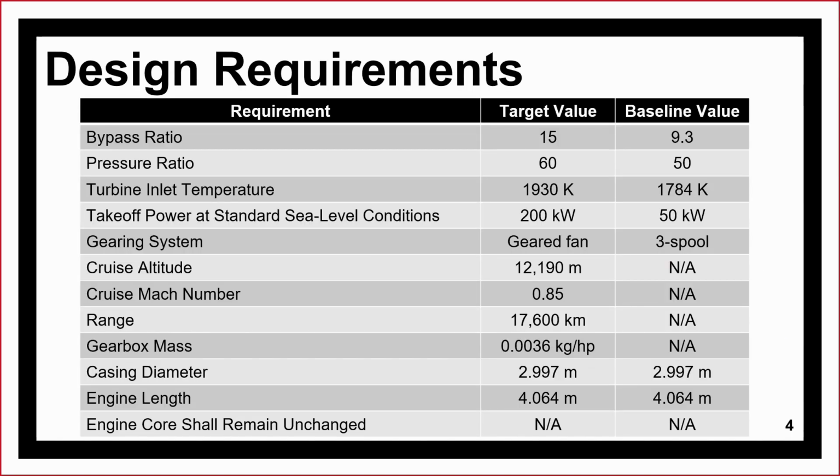As a refresher from the intermediate presentation, these are the major design requirements for our engine. Starting from the baseline value that we were given and the target value, we will be modifying them. The most notable ones here are the bypass ratio, the pressure ratio, turbine inlet temperature, and the change from a 3-spool engine design to a geared fan design.